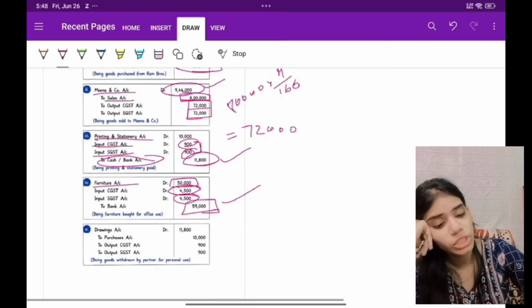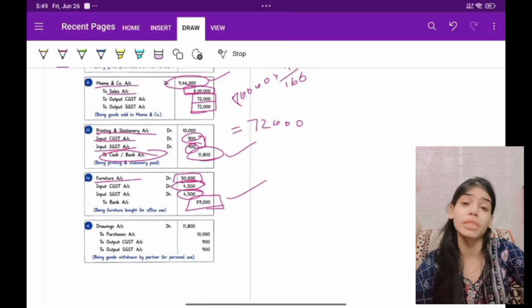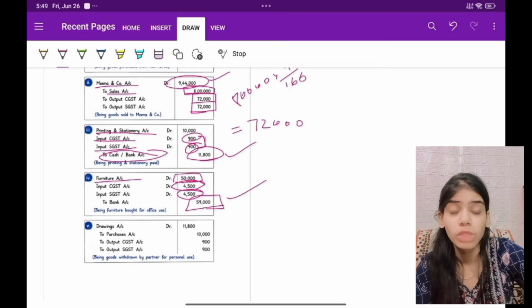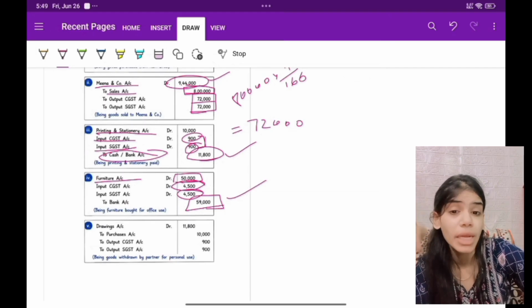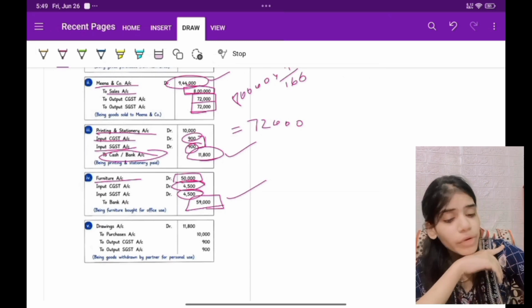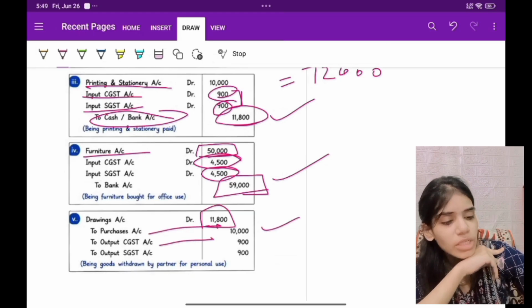So at the time of drawings, the journal entry made is drawings account debit to purchases account, because here we are withdrawing the goods. So here we will do drawings account debit to purchases account, and along with that, on these goods we will also pay 9% CGST and 9% SGST. That will amount to 900. So drawings account debit 11,800, to purchases 10,000, CGST 900 and SGST 900.